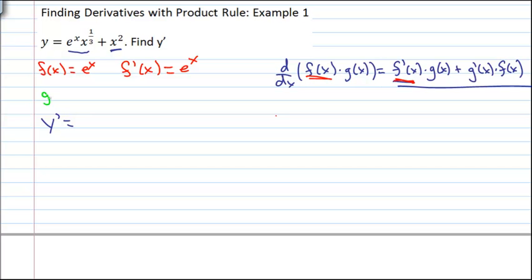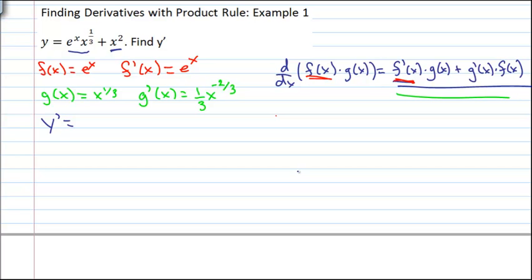For g of x, that will be the second term. That will be x to the power of 1/3. Now g prime of x equals 1/3 x to the 1/3 minus 1, which is negative 2/3. Okay, so now all we really have to do is follow this formula here and put the pieces together.